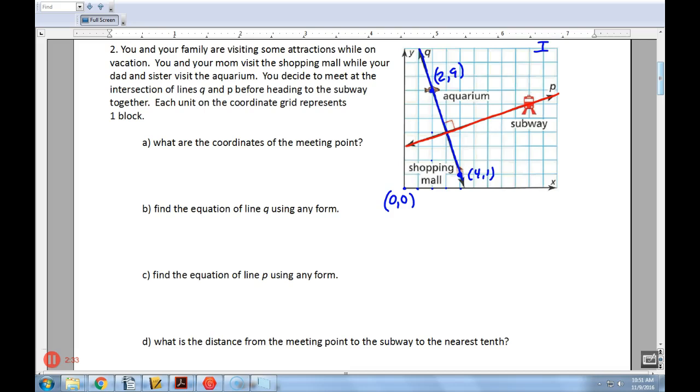Each unit represents one block. So what are the coordinates of the meeting point? First of all, the meeting point is right here, which is 1, 2, 3, 1, 2, 3, 4. So it looks like 3, 4 is the meeting spot.